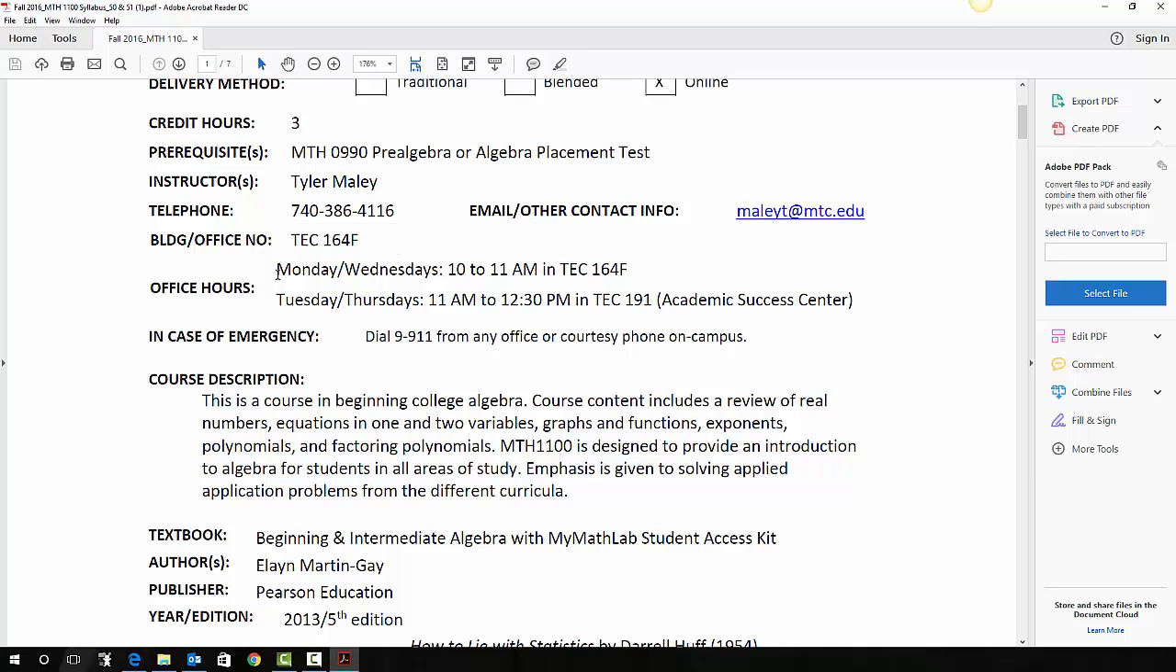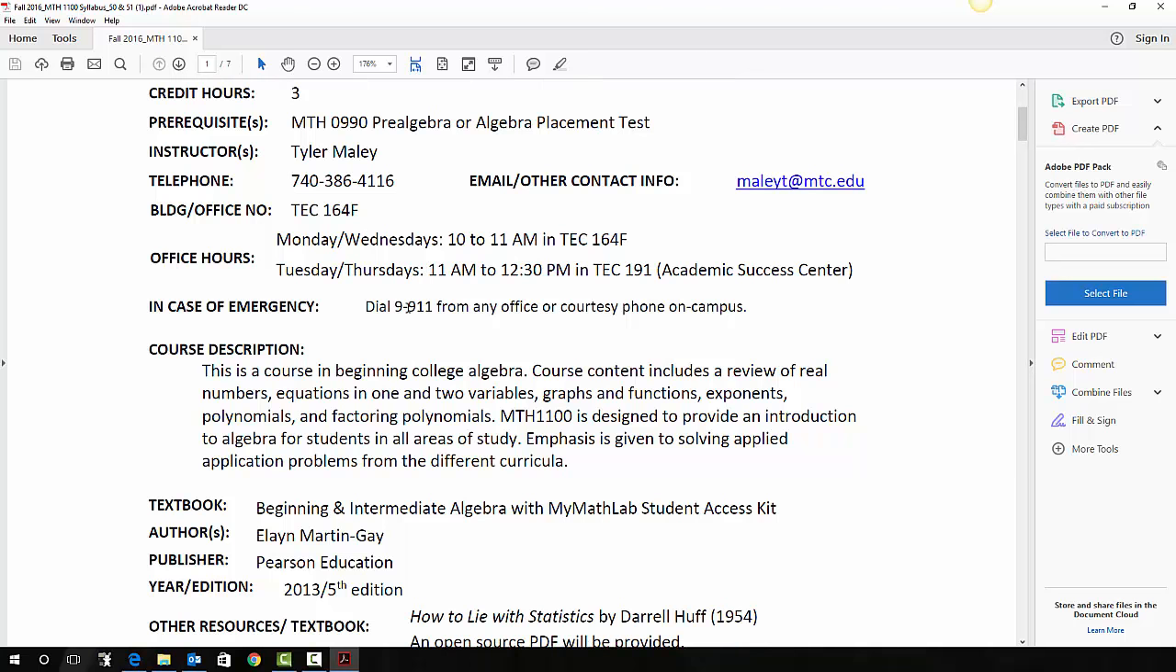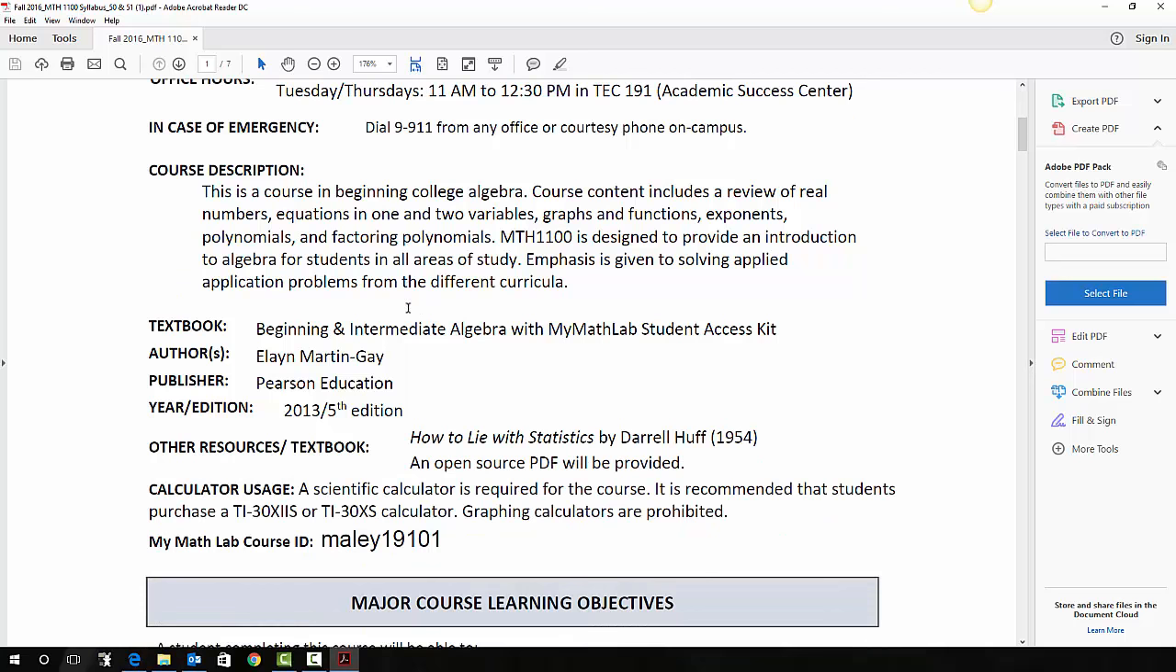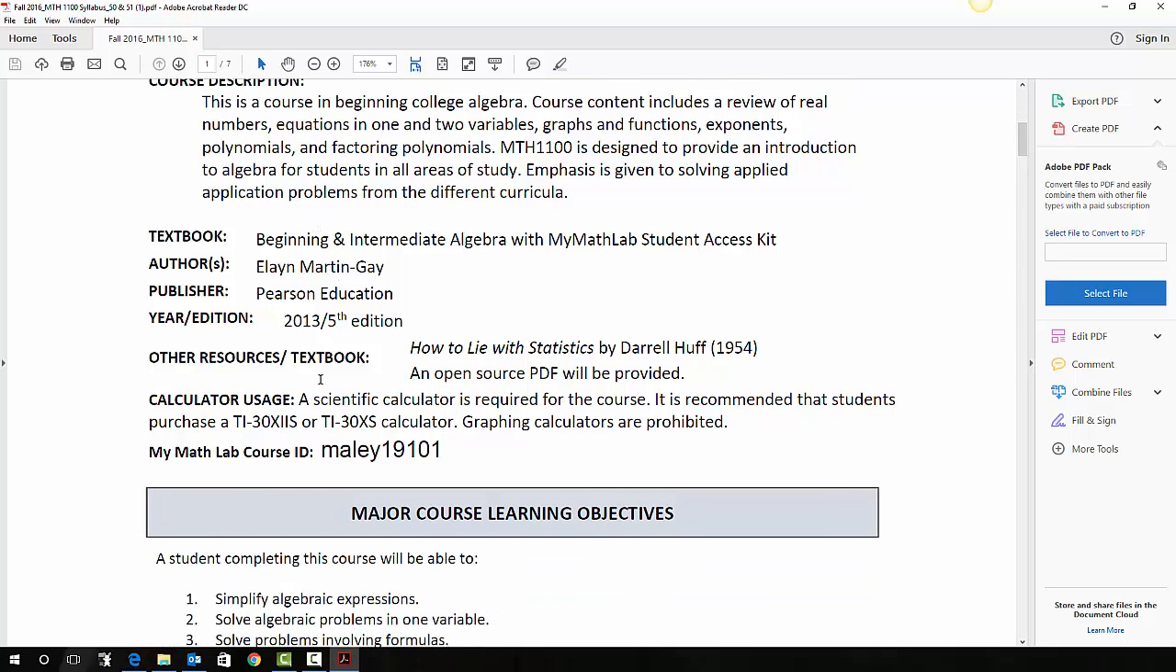With that being said, these are office hours that I set aside specifically for Math 1100 students. But if you need some additional time, feel free to contact me. We can set up an appointment. You can read over the course description and the textbook and things.